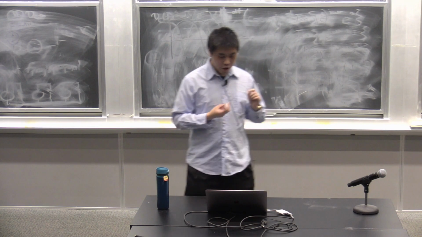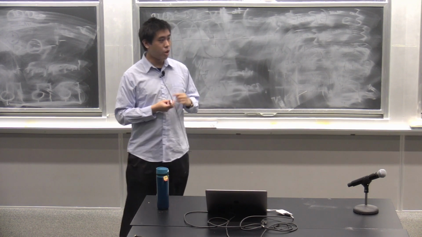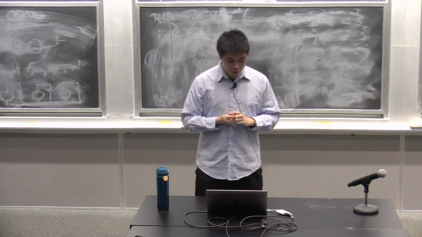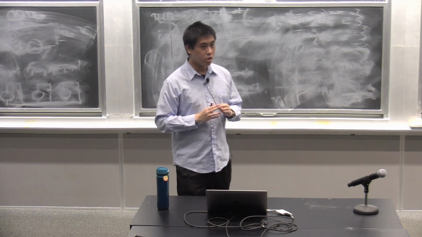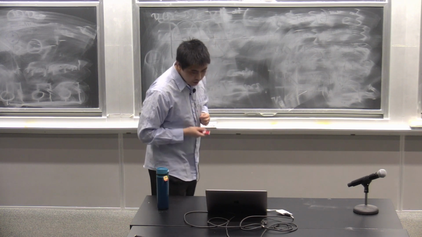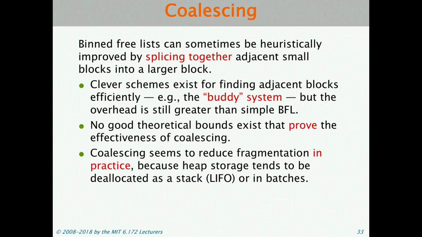It turns out that this constant is 6. Charles Leiserson has a paper describing this result. And there's also a lower bound of 6, so this is tight. So, coalescing. Coalescing is when you splice together smaller blocks into a larger block. You can do this if you have 2 free blocks that are contiguous in memory. This will allow you to put them together into a larger block.